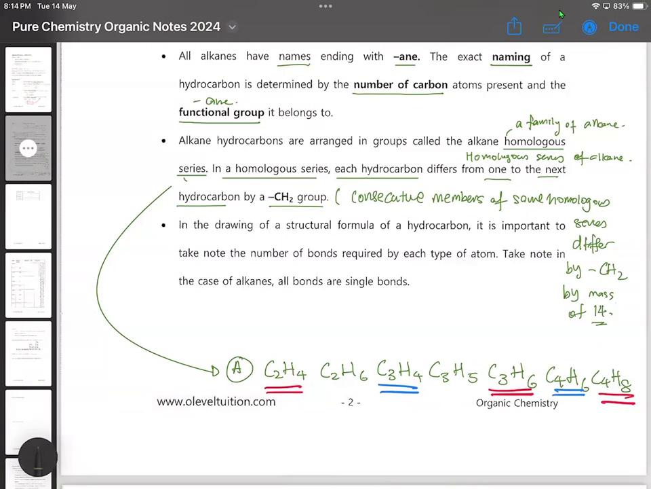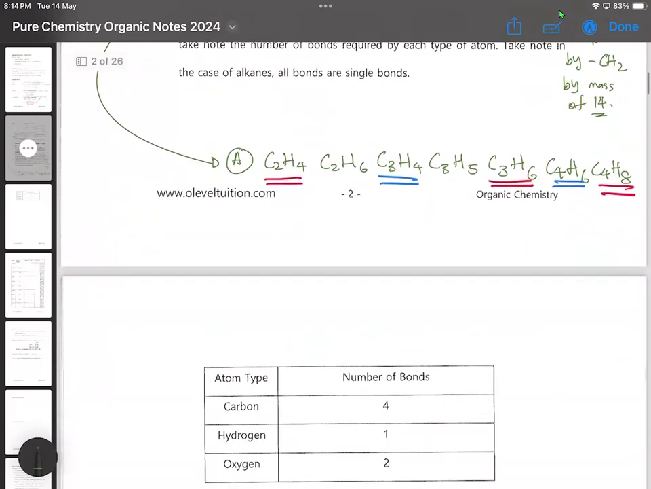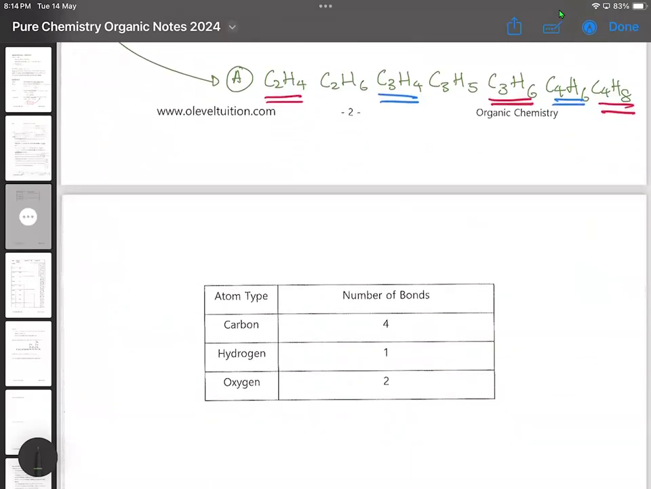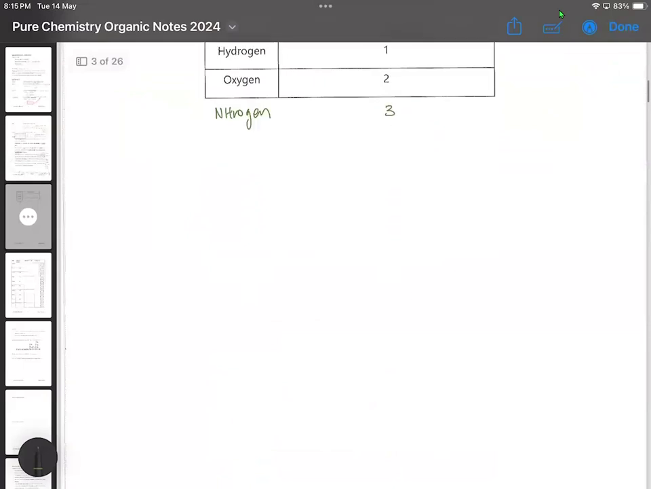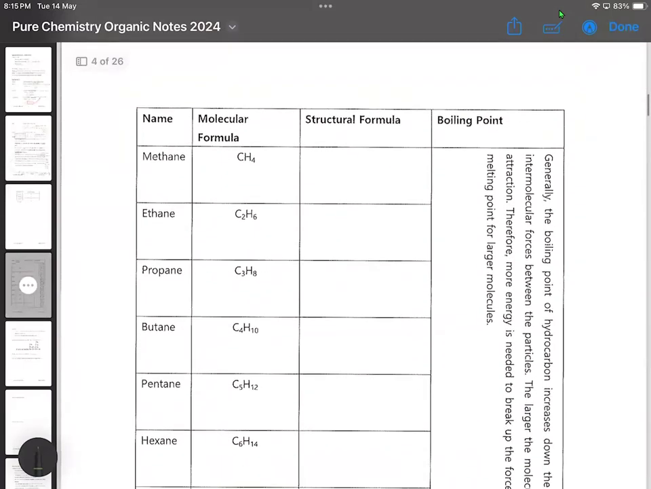Okay, and the last bullet on this page, we have the structure as we mentioned just now. This is the one that shows you carbon must have 4 bonds and things like that. So nothing much here. This is exactly what we did just now. And of course, we have one more, nitrogen. There must be 3 bonds. Let's look at this.